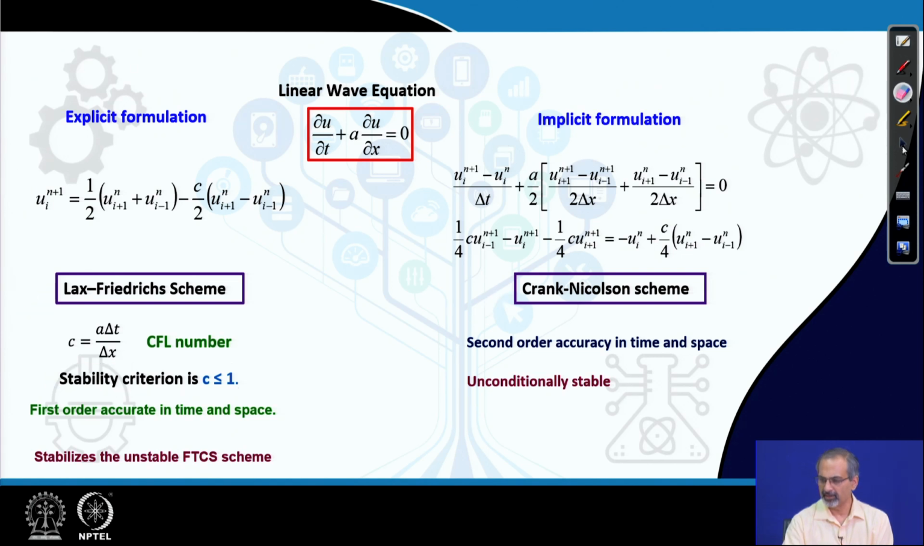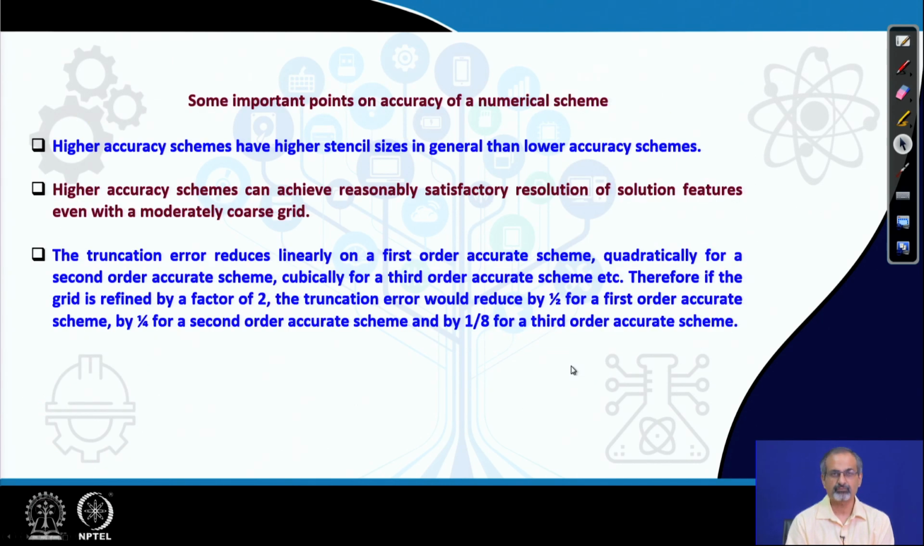So, we could compare some of these formulations both from explicit and implicit angle, and we also looked at their accuracy as well as stability. Some important facts about accuracy of a numerical scheme. In general, higher order accuracy schemes have larger stencil sizes than lower accuracy schemes. This we have already seen by comparing first order accurate and second order accurate discretizations of first order derivative.